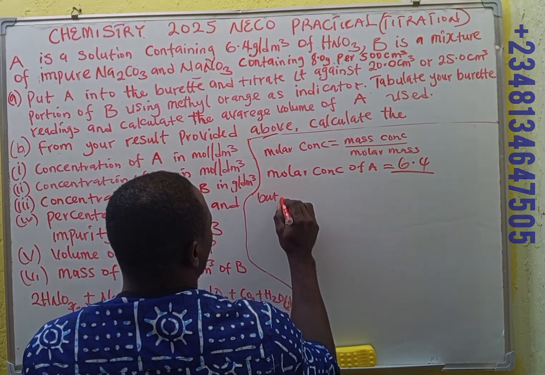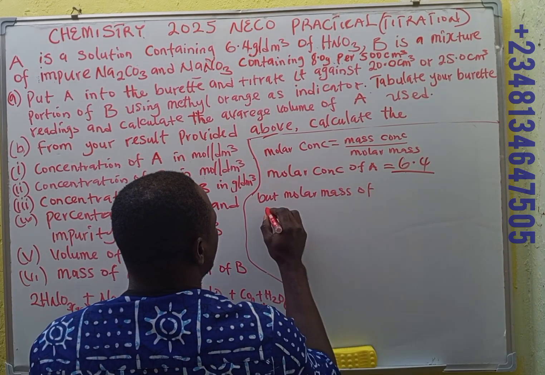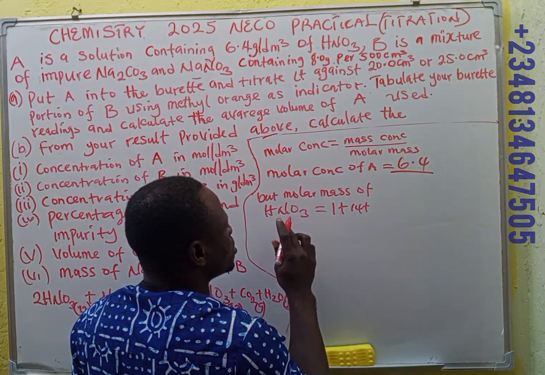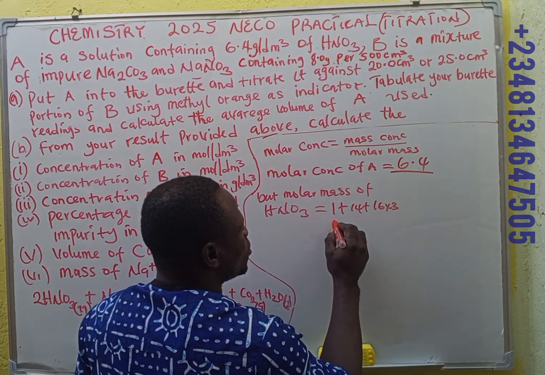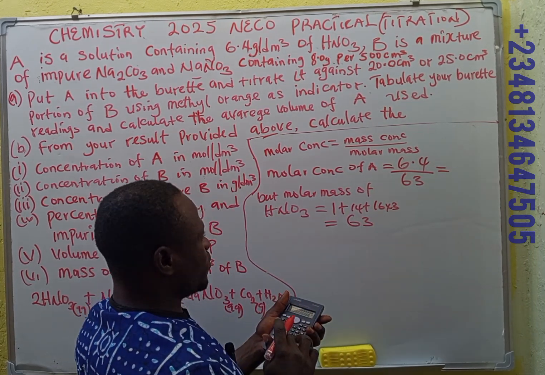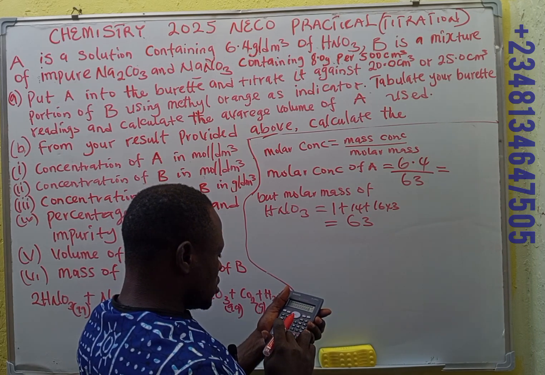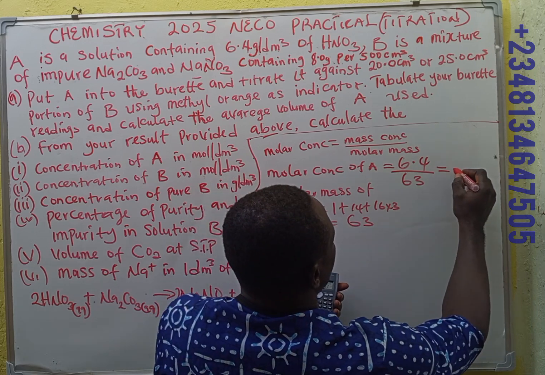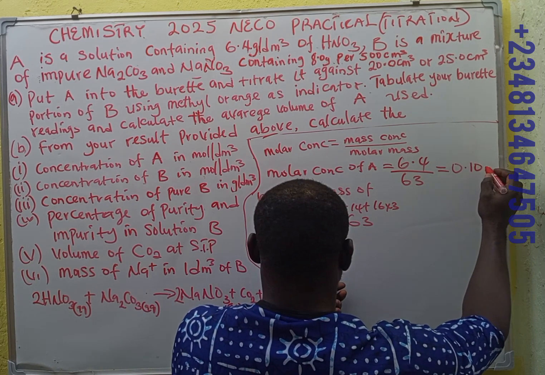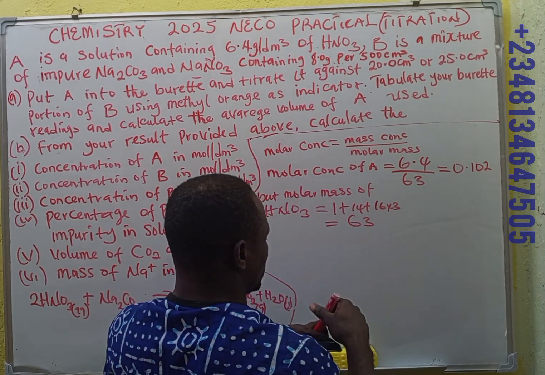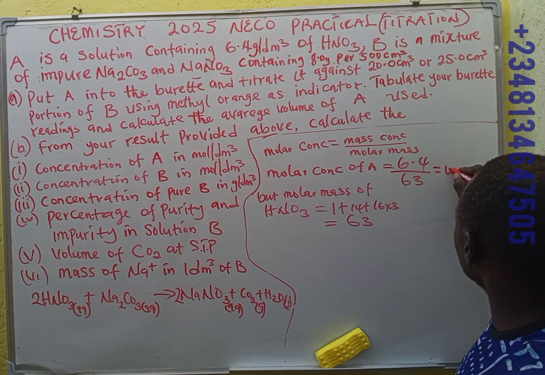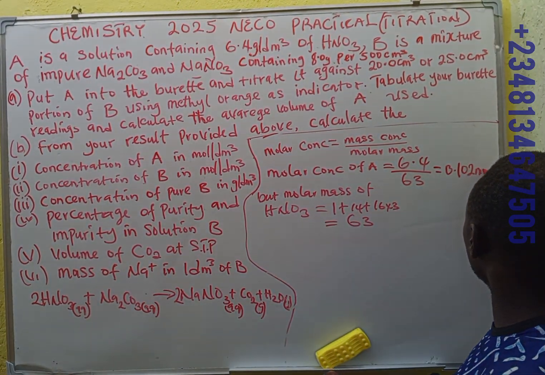Molar mass of HNO3 is equals to what? Hydrogen here is 1 plus nitrogen here is 14 plus oxygen here is 16 times 3, which if you add the whole of this one gives you 63. So our molar mass is 63. So we have 6.4 divided by 63 equals to 0.102 moles per dm cube.